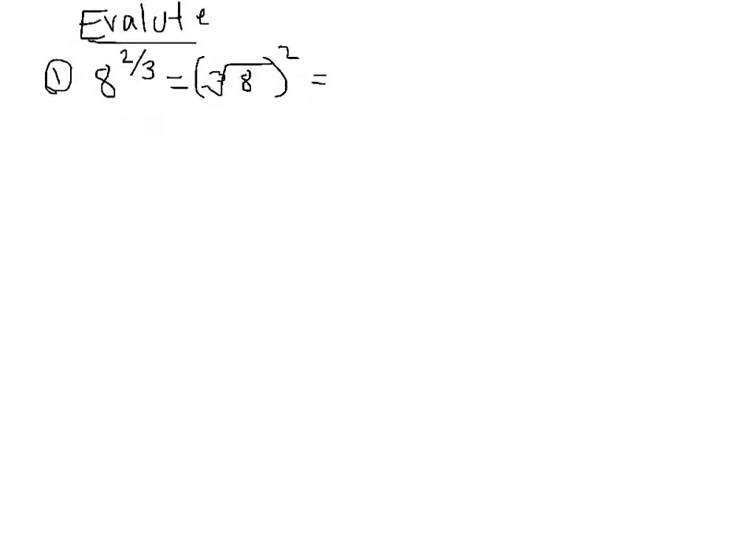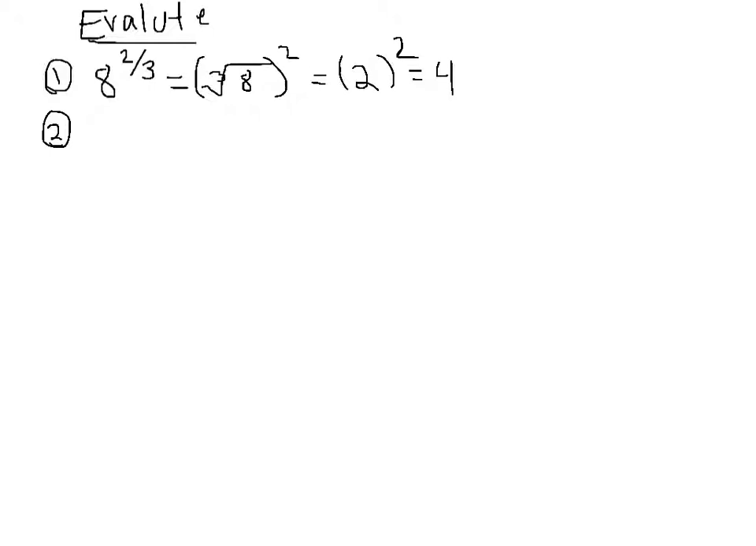The cube root of 8 is what times itself times itself is 8. So 2 times 2 times 2 is 8. So we know the cube root of 8 is 2. And then we will square that, and that's going to give us an answer of 4. So 8 to the 2/3 power is just 4.